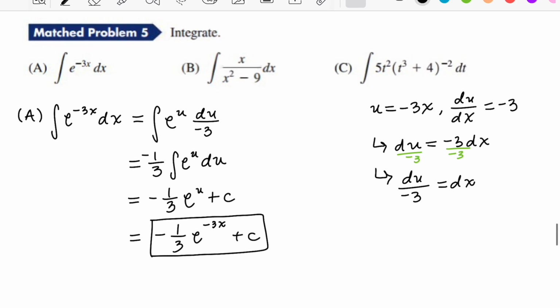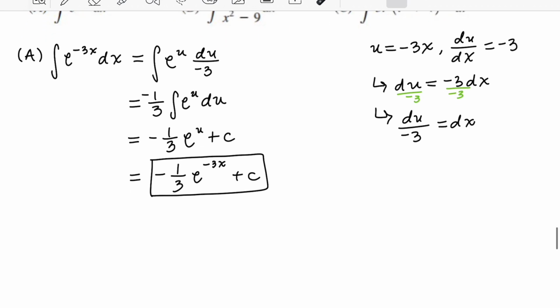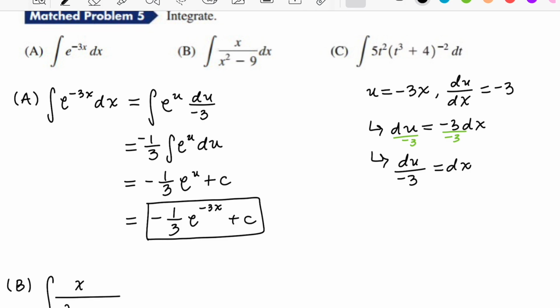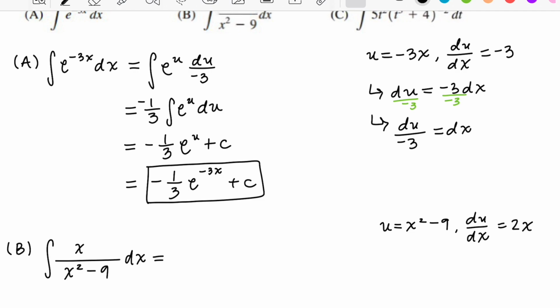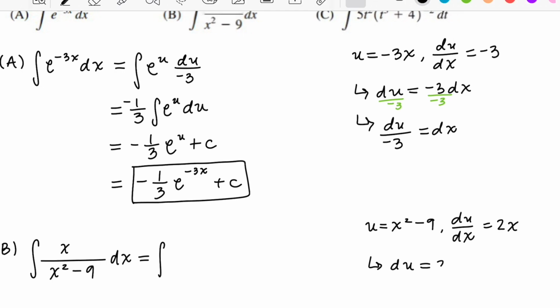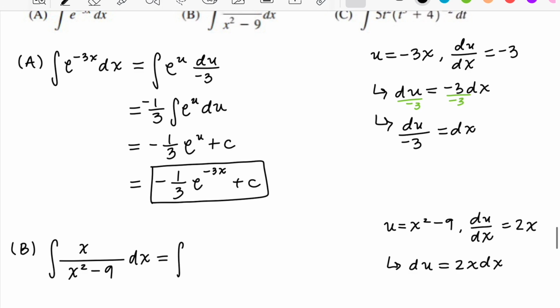Alright, let's look at another example here. We're going to look at b. We have x over x squared minus 9. What we're going to do here is we're going to let u be equal to x squared minus 9. So then du over dx is equal to 2x. So we can rewrite this. We have this u here, and we have that du is equal to 2x dx.